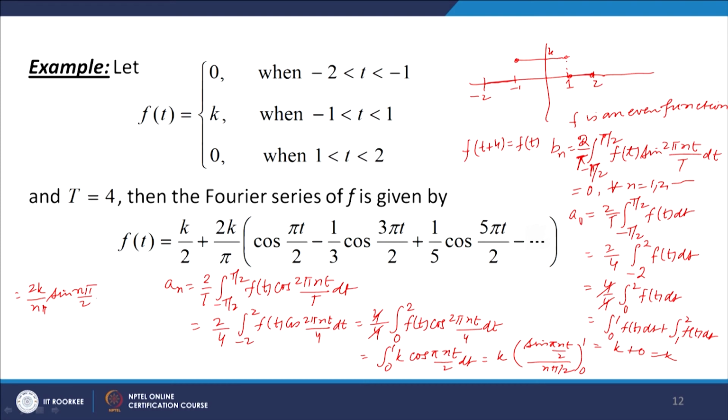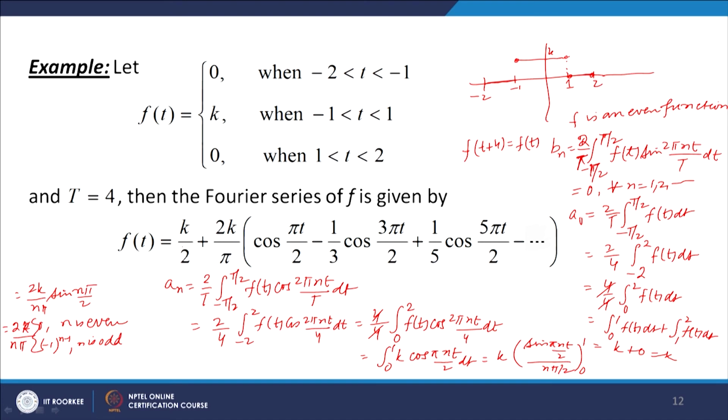So, consider sin(n pi by 2). When n is equal to 1 we get sin(pi by 2), so this is equal to 2k over pi. When n is equal to 2, sin(pi) is 0. So, this is 0 when n is even. And when n is odd, say 1, 3, 5, 7, we get sin(3 pi by 2) is minus 1. So, we get minus 1 to the power (n minus 1) by 2 when n is odd, multiplied by 2k over n pi.